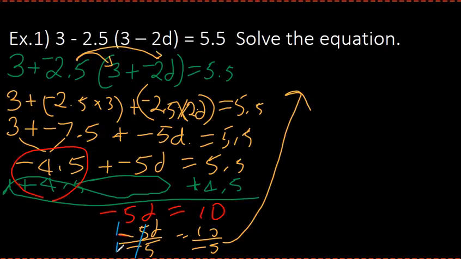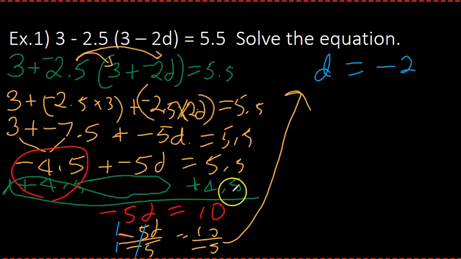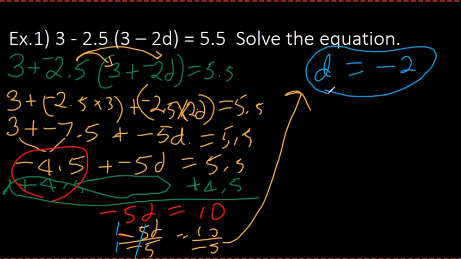So it becomes negative divided by negative is positive. So this becomes 1d. So d is on the left side. And then 10 divided by negative 5 should be negative 2. Positive divided by a negative is negative. And d is solved. Once d is by itself on one side, we are done.